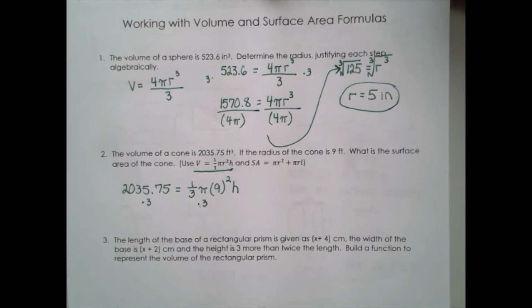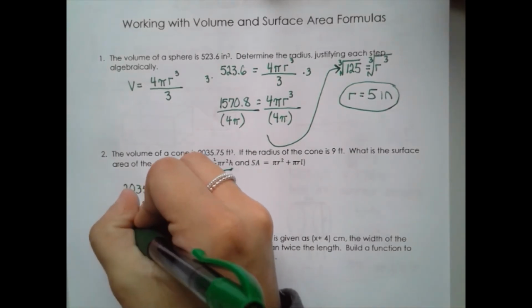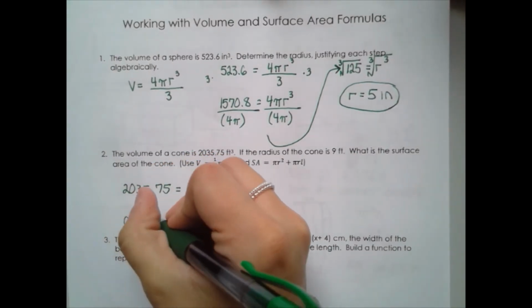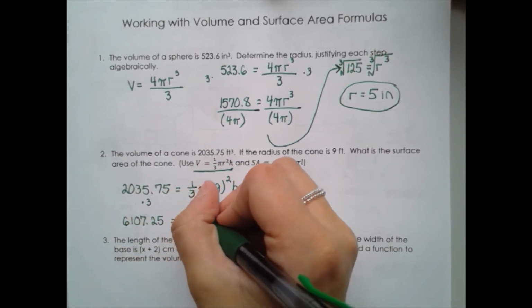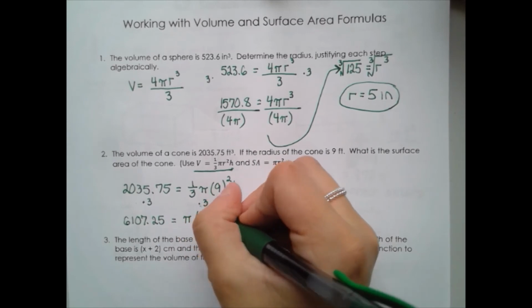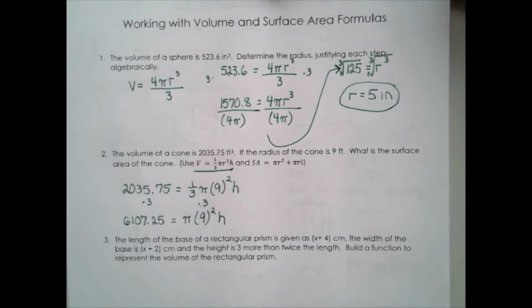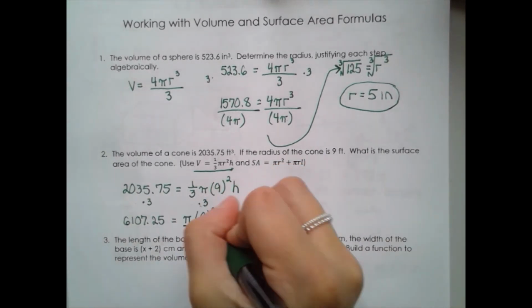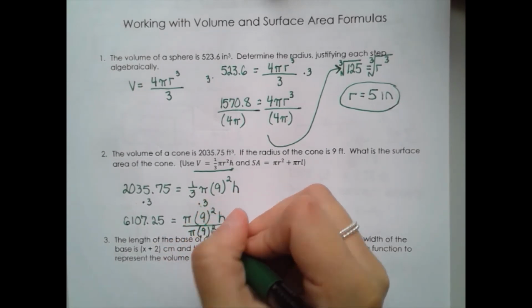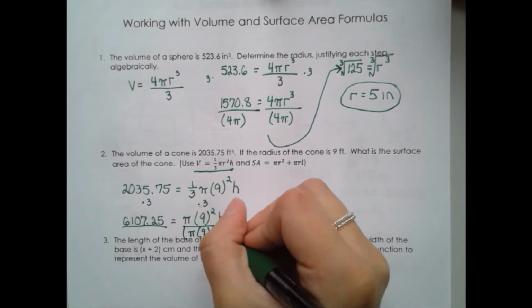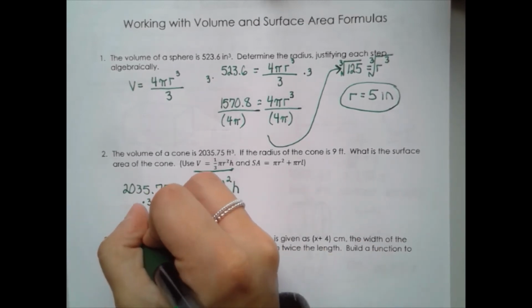So 2,035.75 times 3 gives me 6,107.25 equals pi times 9 squared h. To get our h by itself, I'm going to divide by pi 9 squared. And remember, we're going to have to put that whole thing in parentheses in order to divide by it.